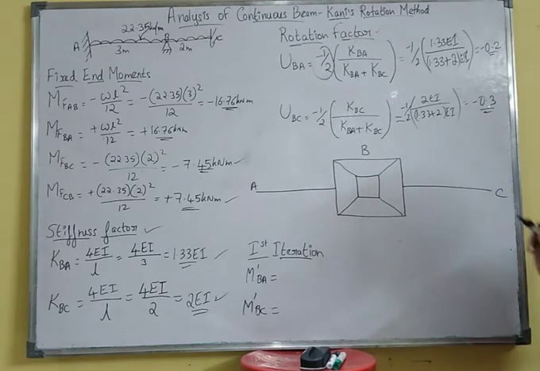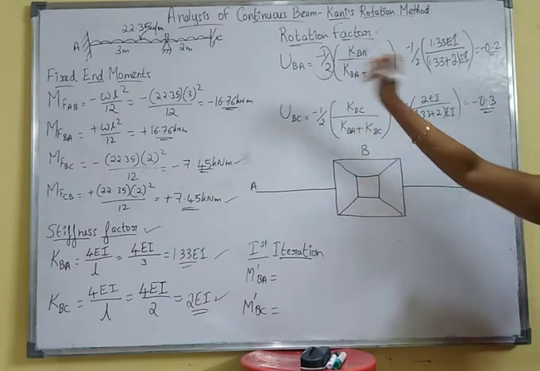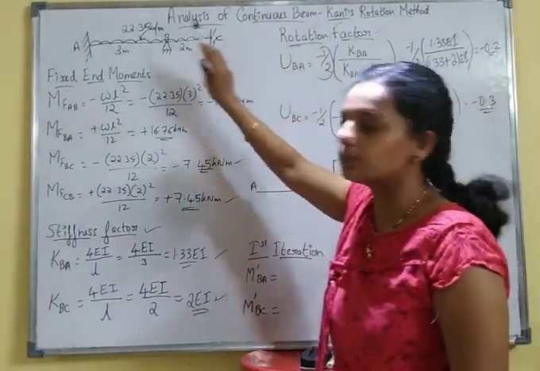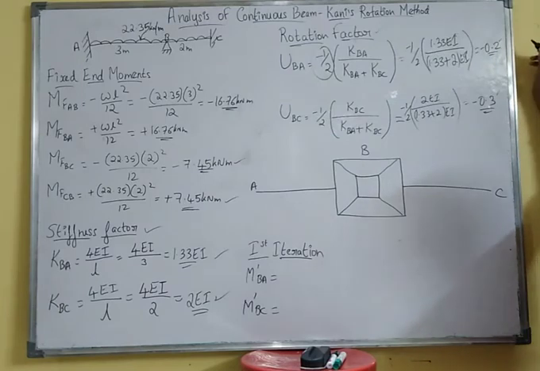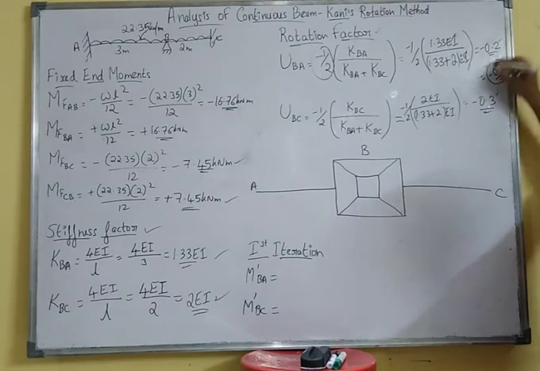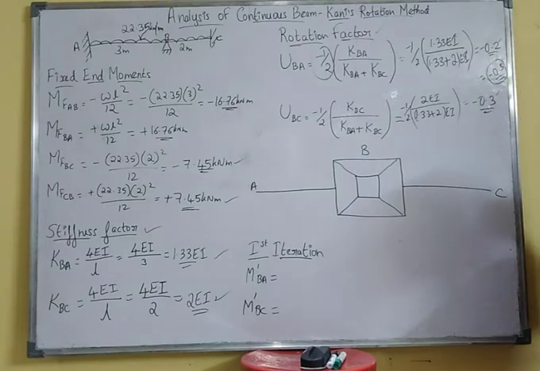See here, as a check, the summation of these two rotation factors at that joint. Now we are considering joint B. What is the rotation factor at joint B? The total summation should be equal to minus 0.5. If you add, you should get minus 0.5. See here, minus 0.2, minus 0.3, you have minus 0.5. This is just a check for the rotation factor.